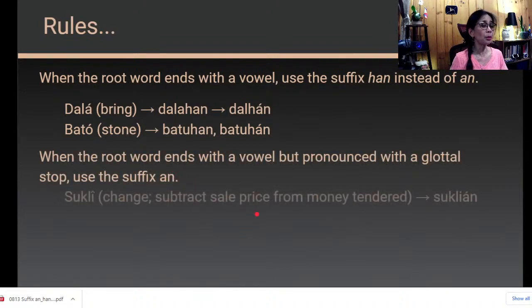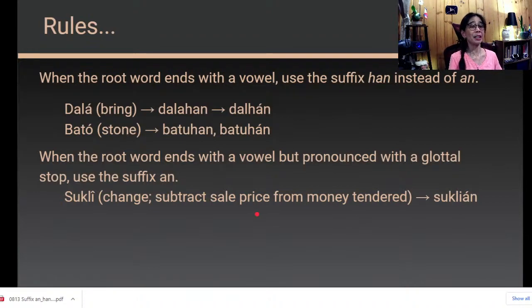Next. Okay. When the root word ends with a vowel but is pronounced with a glottal stop. Yes, if you are already an upper beginner, I believe you know what a glottal stop is. And if you are an intermediate premium student of mine, in the intermediate session, I am discussing this. I am teaching you how to identify glottal stop and stress marks, accents. Glottal stop, right? Yeah. Sukli. So there is a glottal stop. Sukli.